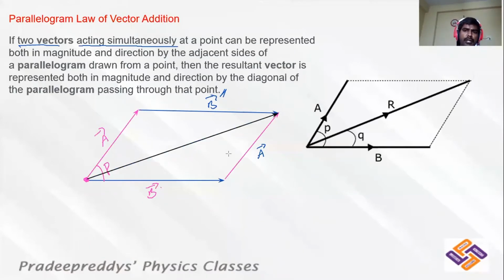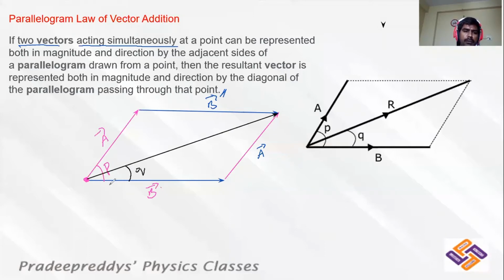And remember, you need to take the diagonal of the parallelogram in such a way that from the point where the two vectors are starting, from the same point, you take that vector and join over here. Okay. And this diagonal is making an angle Q.